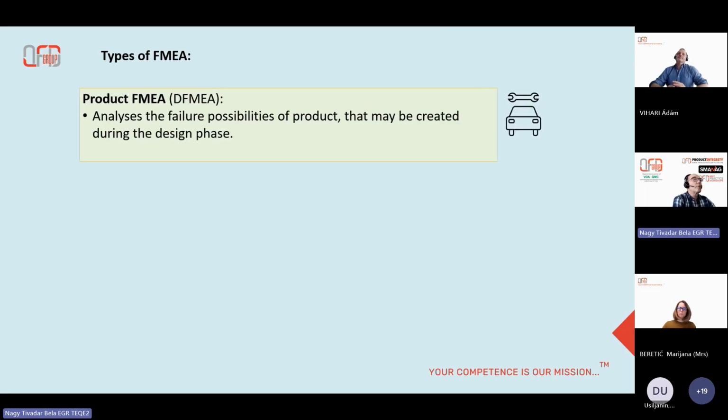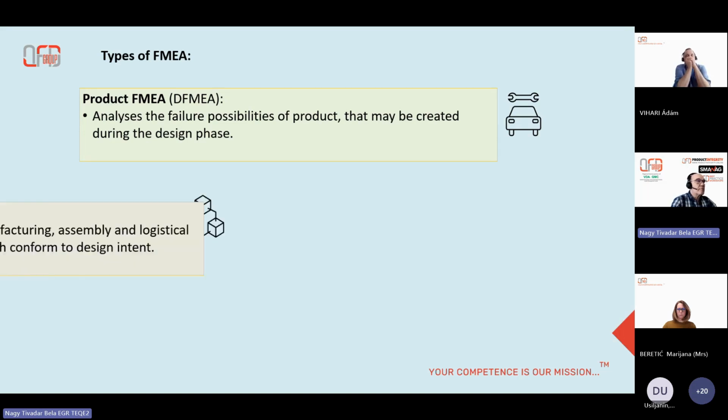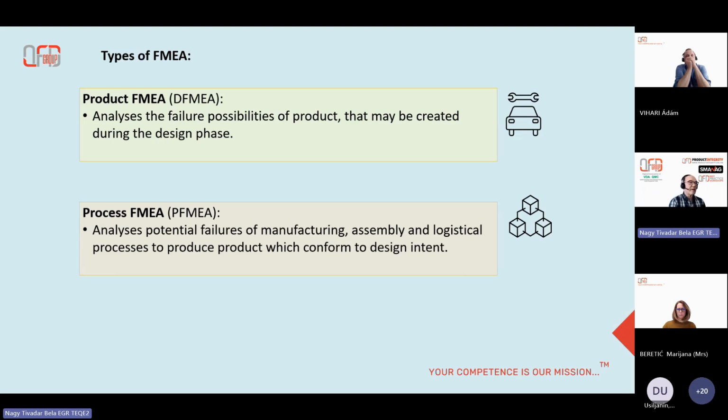Let's see what types of FMEA we use in practice. The first big group is the product FMEA, or DFMEA. These FMEA types deal with the operation of the product. The second big group is the process FMEA, or PFMEA, where the potential failures of manufacturing, assembly, machining, maintenance activity, and so on are analyzed. And this group includes our FMEA, the logistic FMEA. From here, we will focus on the logistic FMEA.